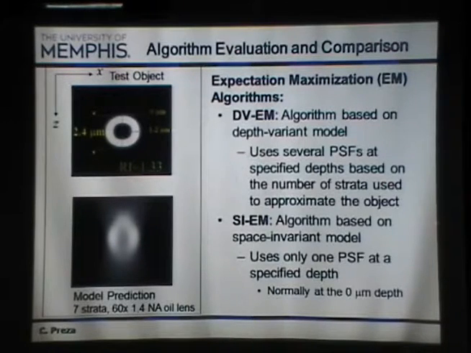I'm going to show you results obtained with the depth variant expectation maximization algorithm that uses these 8 point spread functions. I will compare them to the result obtained with the previous maximum likelihood expectation maximization algorithm, which we're now going to refer to as the space invariant EM. So, depth variant EM, space invariant EM. The difference is that this one uses only one point spread function, which is defined at zero depth, and so it does not correct for the depth-induced spherical aberrations, okay?